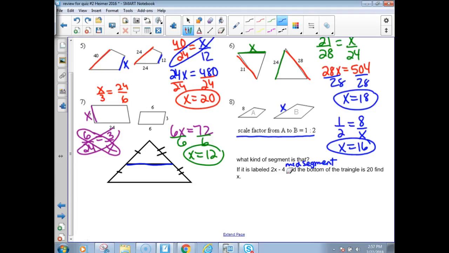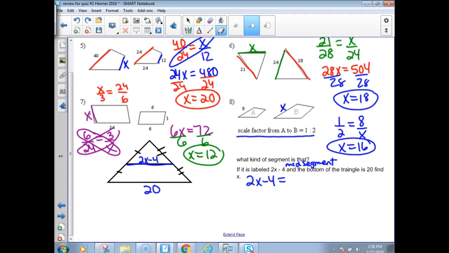And then if it was labeled 2x minus 4, and the bottom of the triangle was 20, what would be an equation to find x? This is what we did wrong on the quiz. Most of you wrote 2x minus 4 equals 20. Is that true? Does it even look like it? If this is 20, does that look like it's the same length as this? No, I hope not. All right, so that's incorrect.